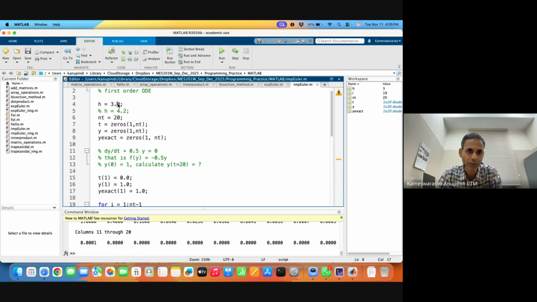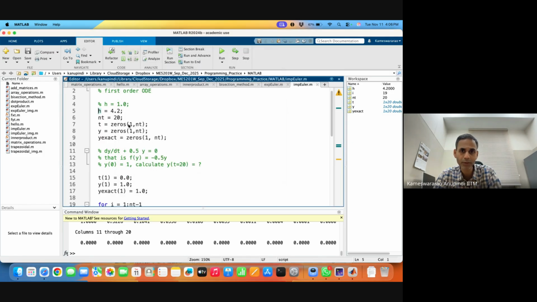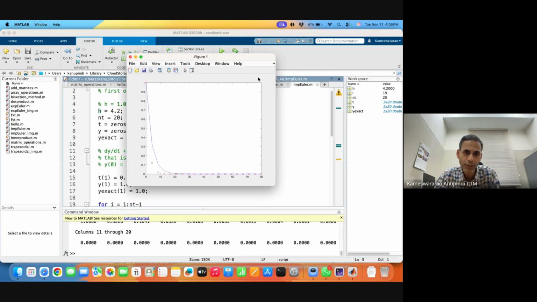Let us try to put h equals maybe 4.2 and see what happens. This is now above the stability limit prescribed by the explicit Euler method. But as we know, implicit Euler is unconditionally stable. So as a result, this should produce a result that may not be accurate, but it should still be bounded. It cannot be unbounded. So this seems to be good. Even with 4.2, you still get some good answer, right? It is not so bad.